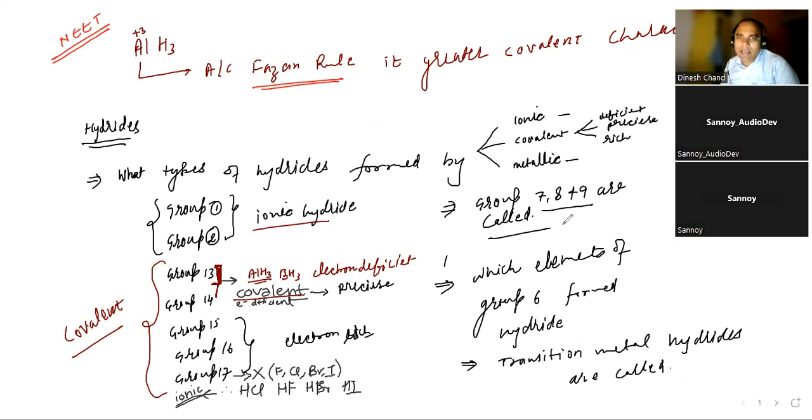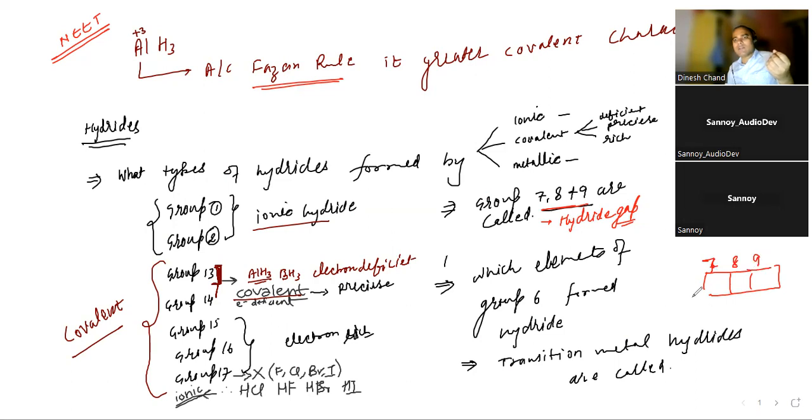Groups 7, 8 and 9 are called what? No hydrides are formed from groups 7, 8 and 9. That is called the hydride gap. These three groups are not going to form hydrides, so there will be a gap. That is called the hydride gap.